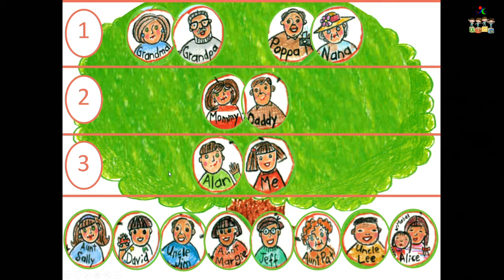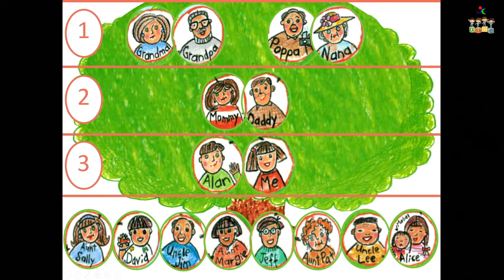Now I know that line 3 is for the younger members of the family tree. The youngest family members are Alan and me, the little girl and her brother. Now, what about the aunts and uncles? Brother and sister to mommy and daddy. They will probably go with mommy and daddy in line number 2.